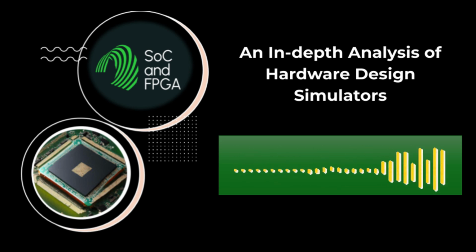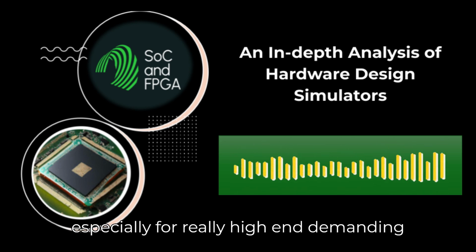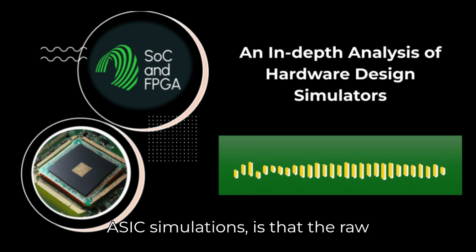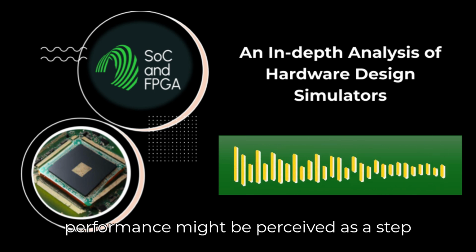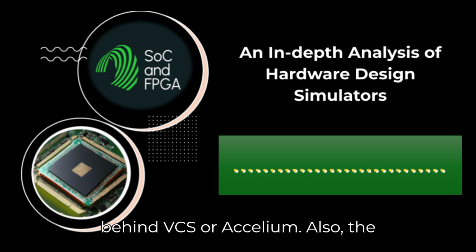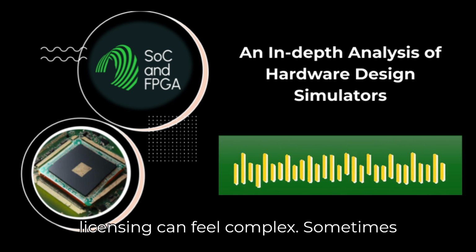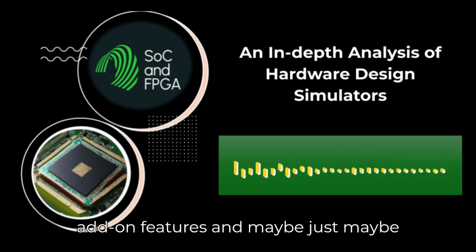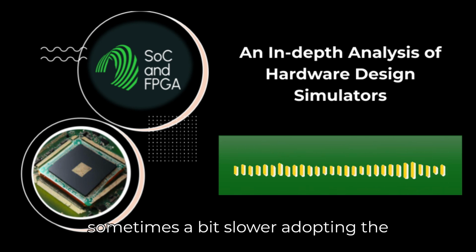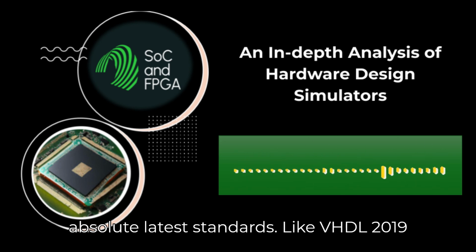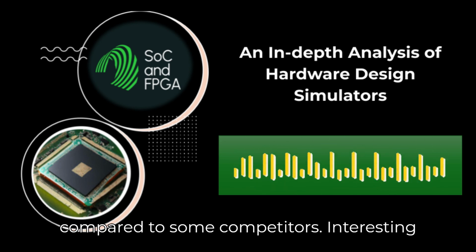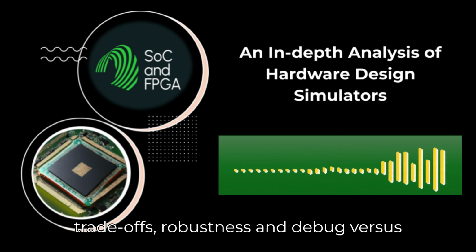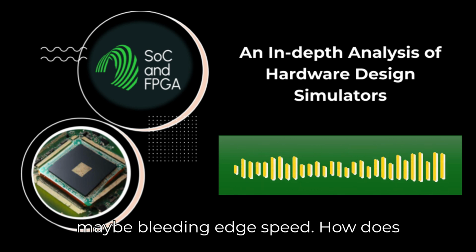Okay, sounds solid. Downsides? The main one you hear, especially for really high-end, demanding ASIC simulations, is that the raw performance might be perceived as a step behind VCS or Xcelium. Also, the licensing can feel complex. Sometimes people feel a bit nickel-and-dimed for add-on features. And maybe, just maybe, it's sometimes a bit slower adopting the absolute latest standards, like VHDL 2019, compared to some competitors. Interesting trade-offs. Robustness and debug versus maybe bleeding-edge speed.